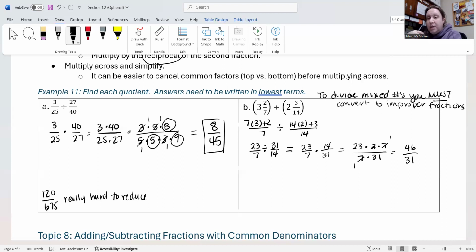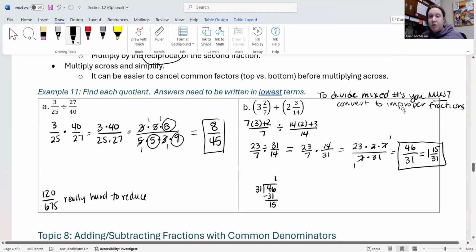And then just like in the previous video where we talked about multiplication with mixed numbers, if you start with mixed numbers, it is very common to end with a mixed number. So while 46 over 31 is perfectly fine, we would write this as a mixed number generally. So I would take 46 and divide it by 31. 31 will go into 46 only one time. 1 times 31 is 31, so we subtract that. We get a remainder of 15. So we would say 46 over 31 is the same as 1 and 15 over 31. And that would be the final answer.